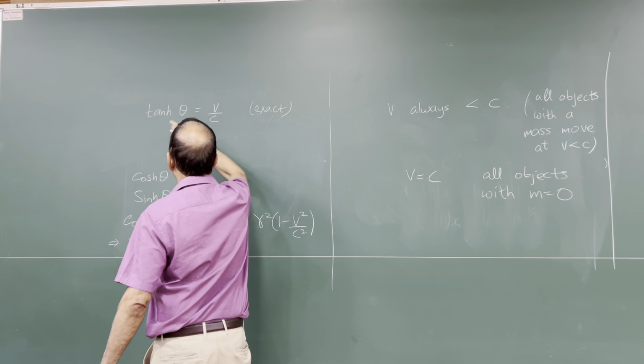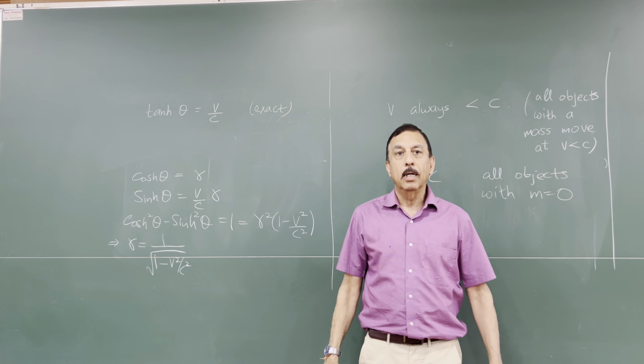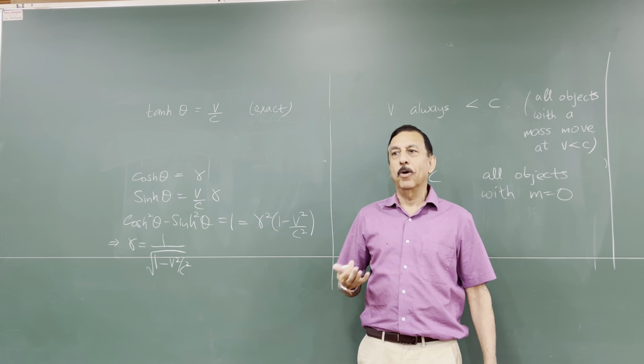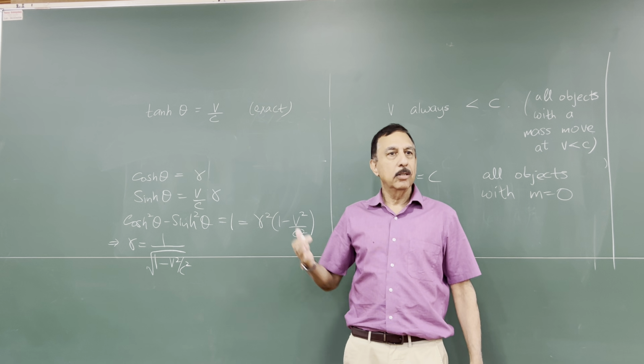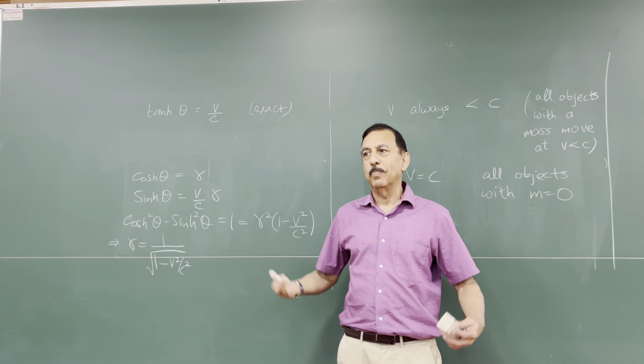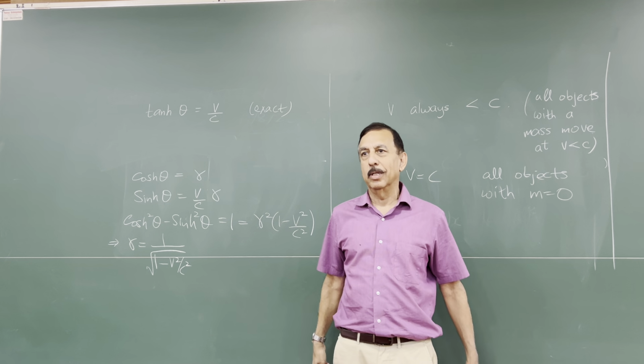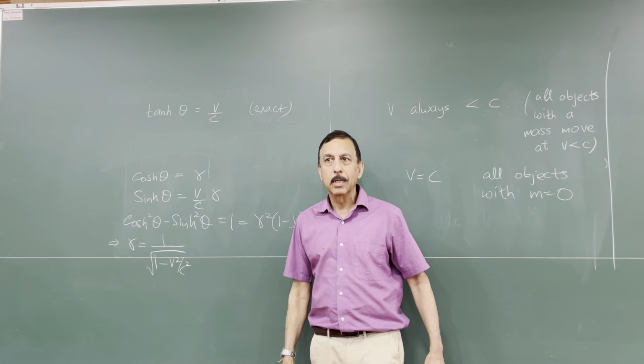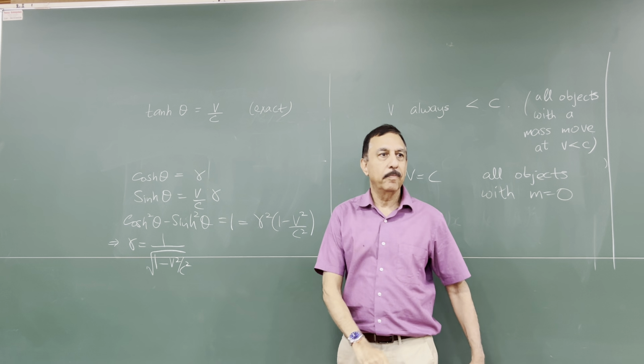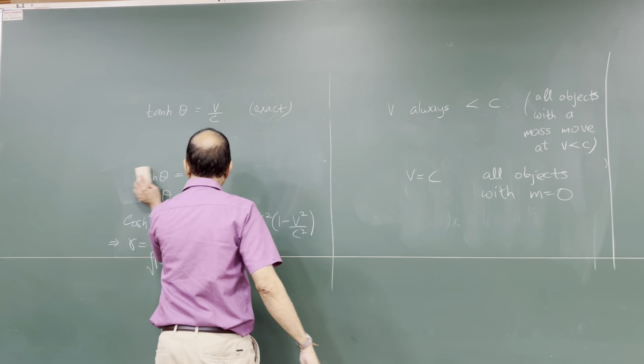And even if you're not familiar with hyperbolic functions, just like tan of x is approximately x for small x, so also tan hyperbolic of x is approximately x for small x. So this equation agrees with what we knew earlier, that theta is roughly v by c, but this is an exact equation. Okay.